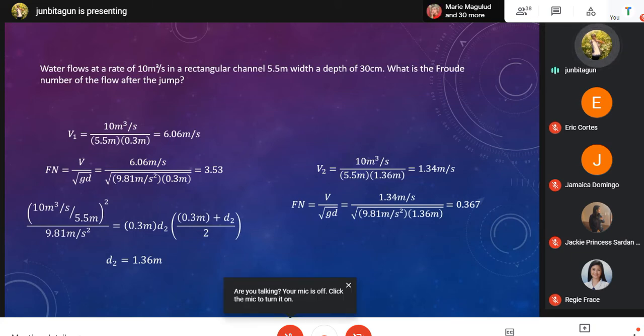Then solving for the depth of the after the jump, makukuha natin siya as 1.36. So look at that. From 0.3 meters, nag-jump siya 1 meter high at 1.36 meters. Kunin nyo na yung velocity at the second. Pwede lang din gamit yung depth number 2 na 1.36. It will show you that the velocity reduced. Naging 1.34 meters per second from 6.06 meters per second. And then, kunin nyo man yung Froude number niya, kasi yun naman yung tinatanong, eto na yung answer. Okay?